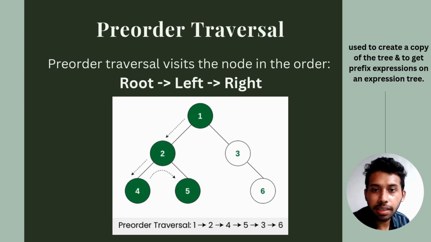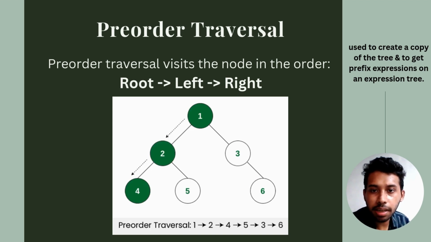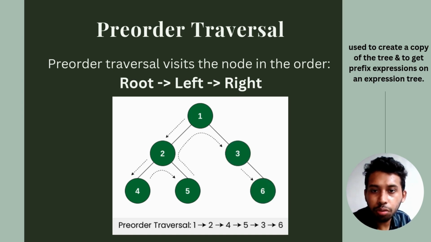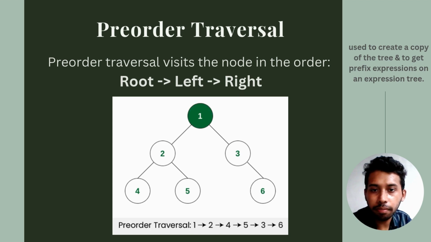Examples are level-order traversals. Let's start with depth-first traversals, beginning with preorder traversal. In preorder traversal, we follow the order root to left to right. This means we first visit the root node, then recursively visit the left subtree, and finally the right subtree. Here's the step-by-step example on this tree. The result is 1 to 2 to 4 to 5 to 3 and finally to 6.